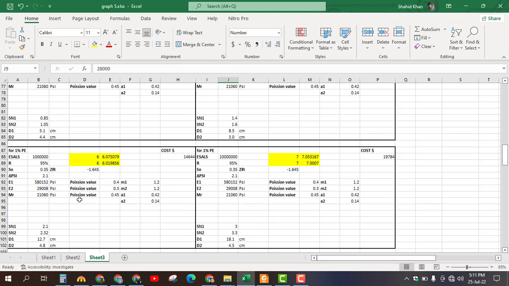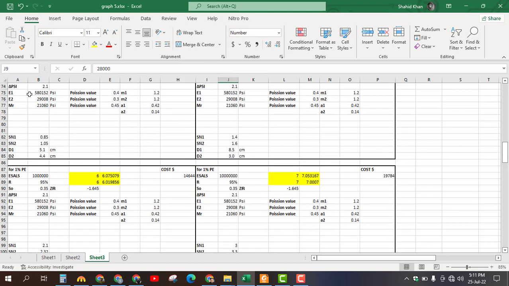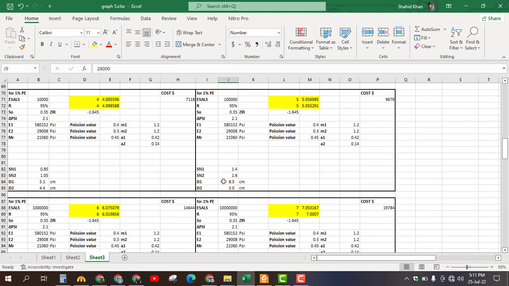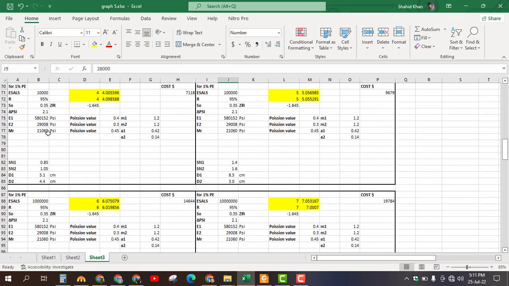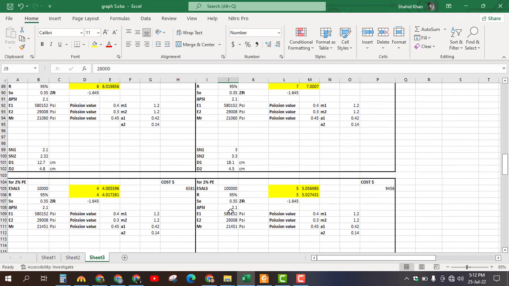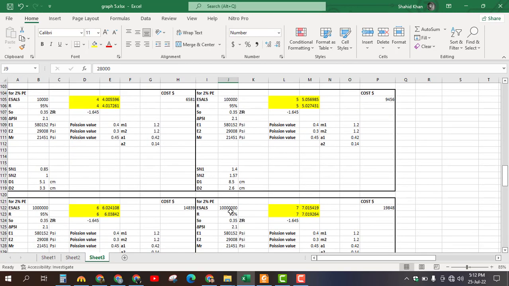Here if we see, the resilient modulus for every 1% is constant. Here 21,060, 21,060, 21,060 and 21,060. The only value changing is the ESALs: 10 power 4, 10 power 5, 10 power 6 and 10 power 7. After this we are moving toward the plastic having percentage 2%.